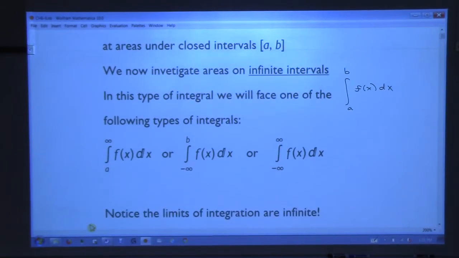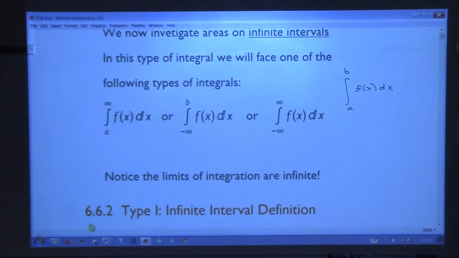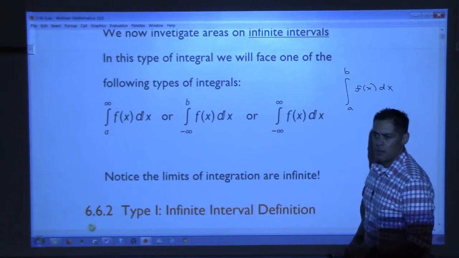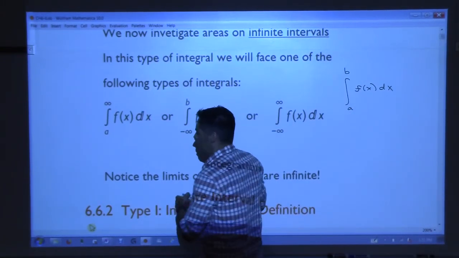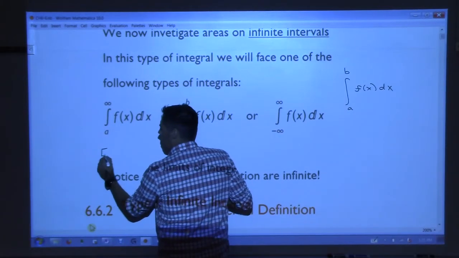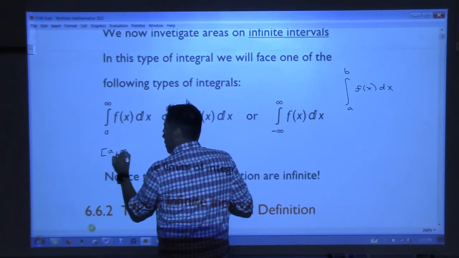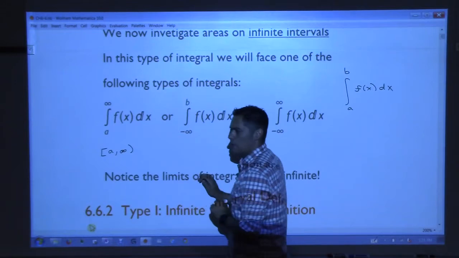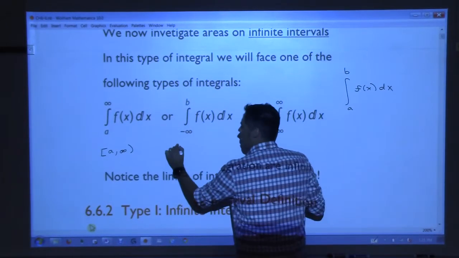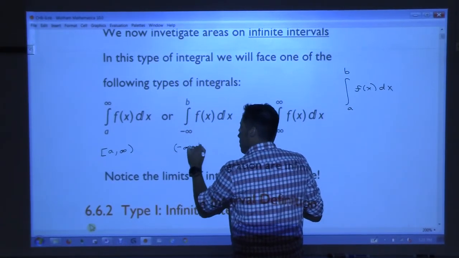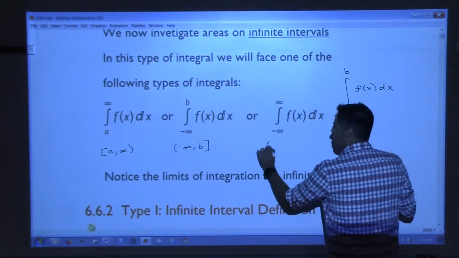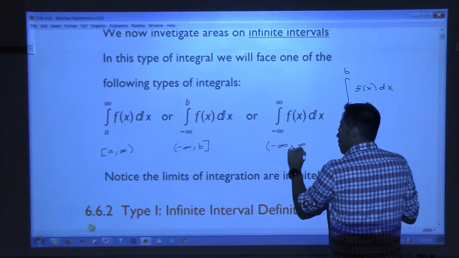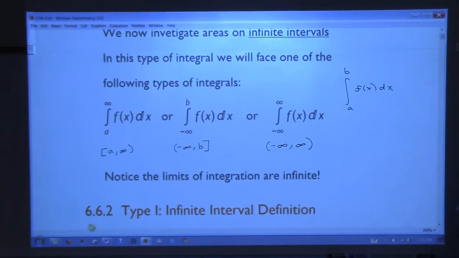So all of our integrals are going to look like one of these three then. We're either going to be integrating from a number to infinity, which means A to infinity, or we're going to be going from negative infinity to some number B, or if we want to just blow the doors completely off, we'll just go from negative infinity all the way to infinity.